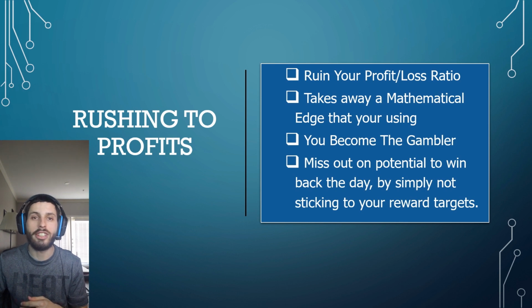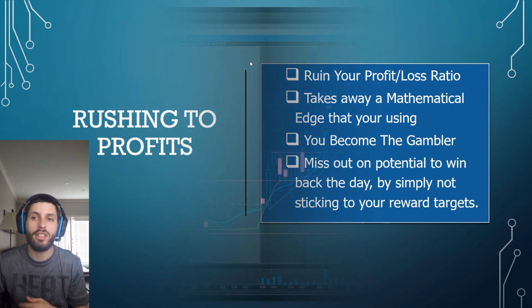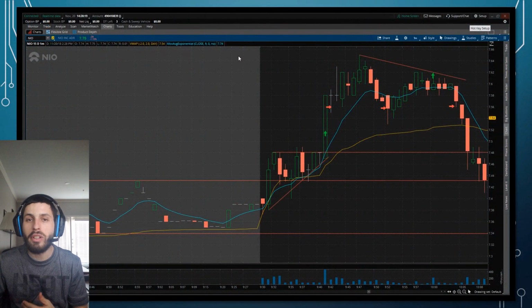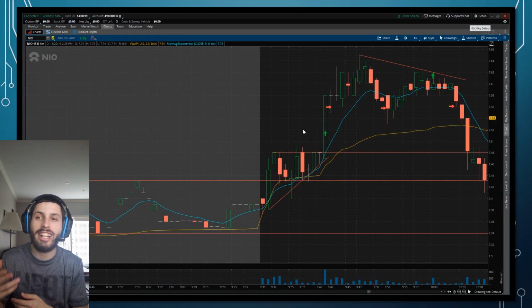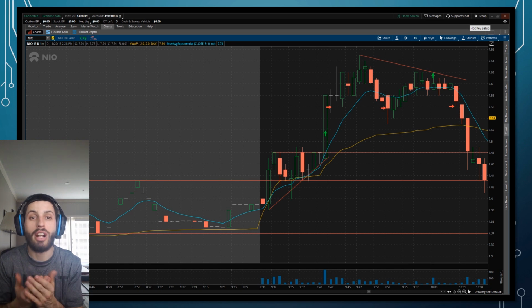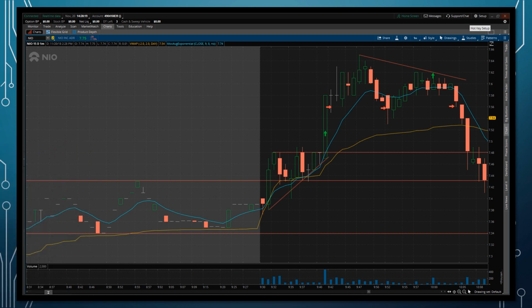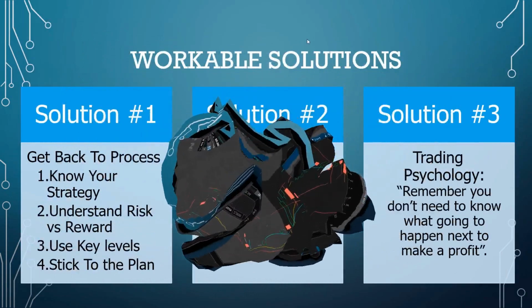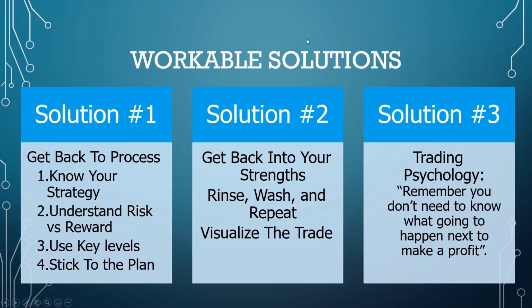So what are the solutions here, guys, and how can we really fix this? When we're trading, we need to know our rewards. This trade in NIO here, I saw the breakout here, I got greedy, I should have just focused on my profit and got out there in the 62s and 64s. But what ends up happening here was I pushed the limits, and when you push the limits, you don't take the profits that you deserve, and you don't take the profits that you set out for. So what are the workable solutions, guys, and how are we going to get around this?